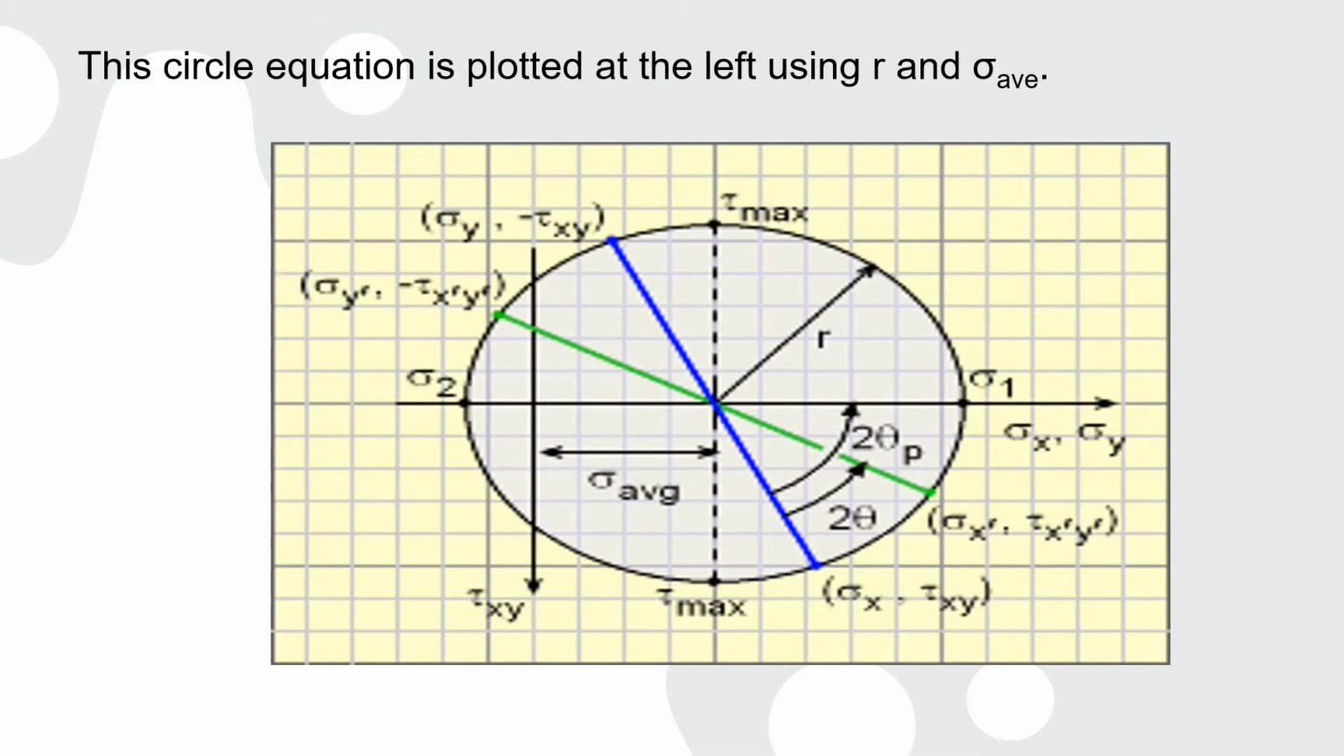The radius of the circle to any point on its circumference represents the axis directed normal to the plane, whose stress components are given by the coordinate of that point. And lastly, the angle between radii to points on Mohr circle is twice the angle between the normals to the actual planes represented by these points. The rotational sense of this angle is the same as that of the actual angle between the normals to the planes. So that's all from me.